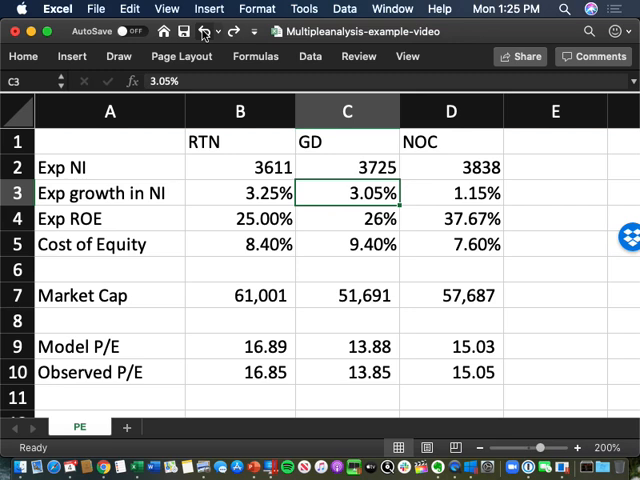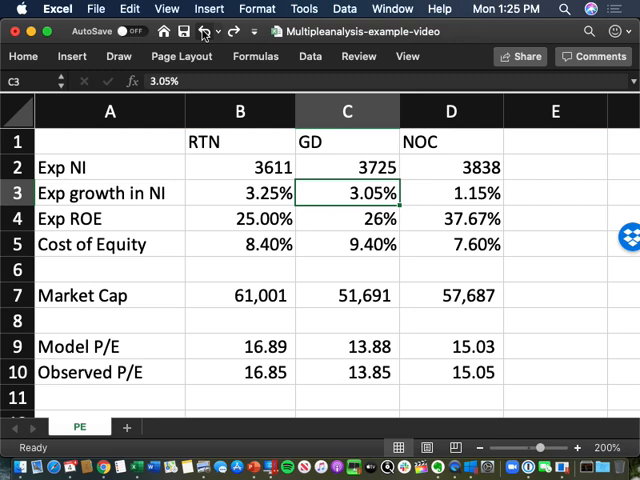Because Raytheon is growing, even though they're only growing 0.2% per year, they have a larger market cap. So the market cap is the result. It doesn't affect the spread whatsoever. It doesn't affect the multiple. The multiple is growth, ROE, cost of equity. It doesn't affect the market cap. Yes, sorry, yes.